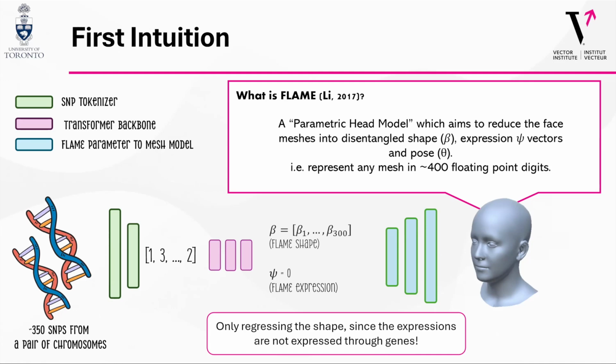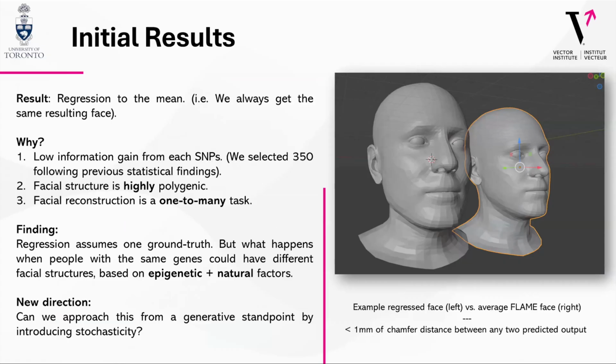Okay. We went through this, and we saw that there was a major problem, which is that the initial results give us a regression to the mean, which is happening for multiple reasons. First of all, there's probably very low information gain from each SNP to the facial structure, because each SNP is such a small change in your genome that even though some of them can drastically change things, others just don't yield any information. Furthermore, we know that facial structure is highly polygenic, and therefore a lot of SNPs together need to be in a certain combination to affect the facial structure.